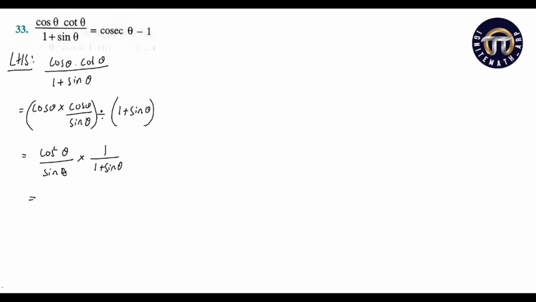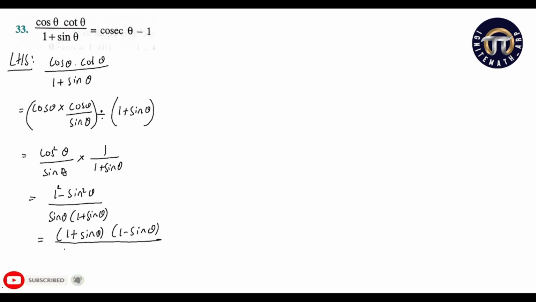So cos square theta here I can express as 1 minus sin square theta divided by sin theta into 1 plus sin theta. So next step, what can I write? Here it looks like a square minus b square, which is (a plus b)(a minus b): 1 plus sin theta, 1 minus sin theta, divided by sin theta, 1 plus sin theta, the denominator as it is. Now I can cancel 1 plus sin theta with 1 plus sin theta. So I'm left with what, children? 1 minus sin theta divided by sin theta.